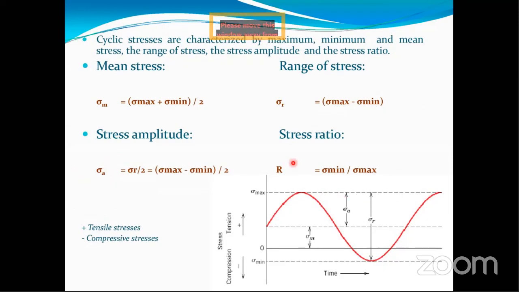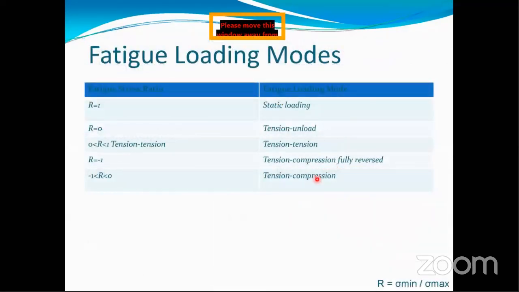Then comes the stress ratio. Stress ratio is nothing but sigma minimum by sigma maximum. Here you can see this is the sigma minimum by sigma maximum. This R ratio can be positive or negative or even zero also. When we say R is 1, it means sigma minimum is equal to sigma maximum.